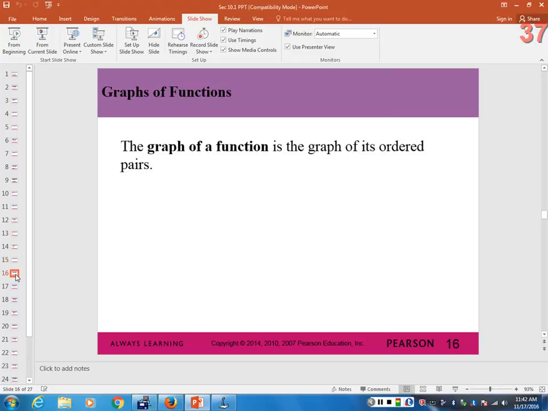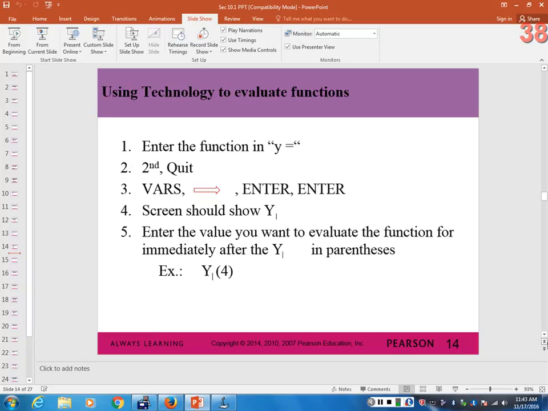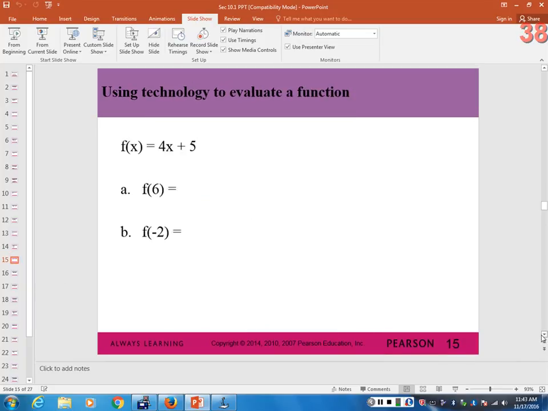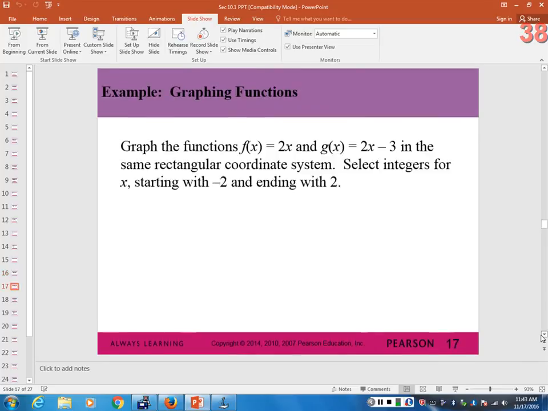Now we're going to talk a little bit about what the graphs of functions look like. The graph of a function is the graph of its ordered pairs. But nobody likes having to plot a dozen ordered pairs, so we'll use the calculator for a lot of those. So, for example, if we graph the functions f of x equals 2x and g of x equals 2x minus 3 on the same graph grid, the same coordinate system, and we select integers for x starting with negative 2 and ending with 2, this is what would happen.